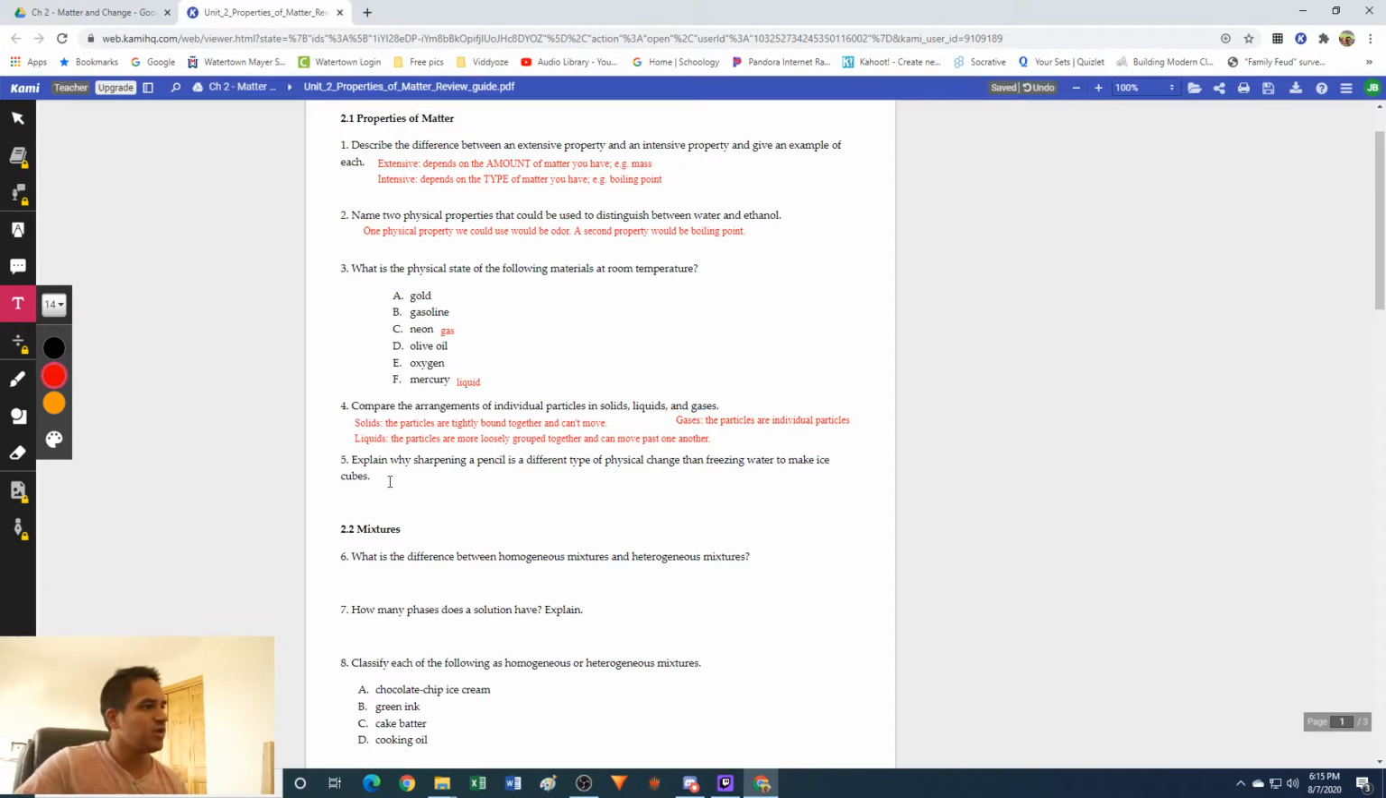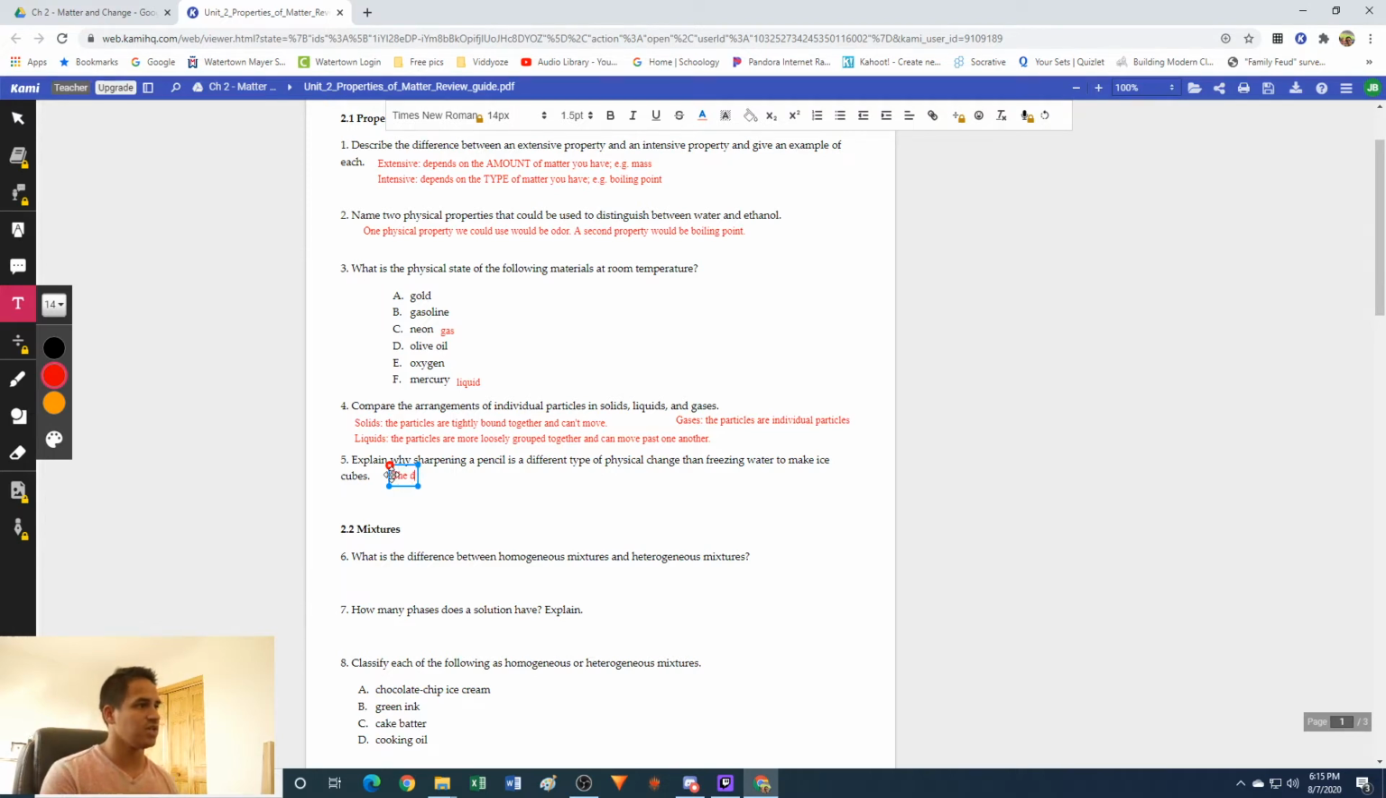All right, number 5, explain why sharpening a pencil is a different type of physical change than freezing water to make ice cubes. So remember that when it comes to physical changes, there were 2 types. Okay, there's reversible physical changes and irreversible. So the difference between sharpening a pencil compared to freezing water is that sharpening a pencil is irreversible. Once you've sharpened that pencil, you can't take the pieces that you cut off of it and put them back on. Whereas freezing water is reversible. So you can freeze it, then you can melt it, then you can freeze it, you can melt it, and go back and forth and back and forth and back and forth.